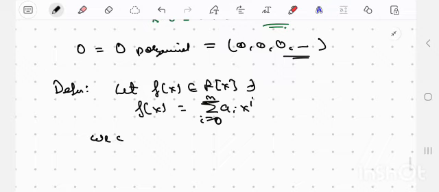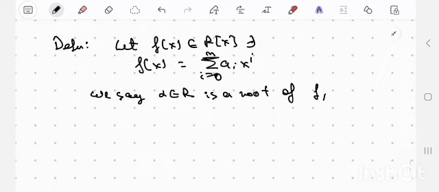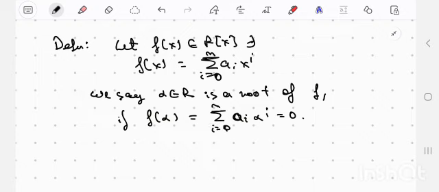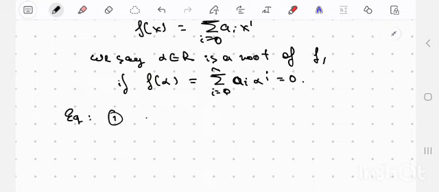Okay, then we say that alpha in R is a root of f, or often we say that f admits a root alpha in R, if f of alpha, which is summation a_i alpha to the power i, i equals 0 to n, is exactly equal to 0. Fine. Example number 1: let f of x be x squared minus 2x plus 1.